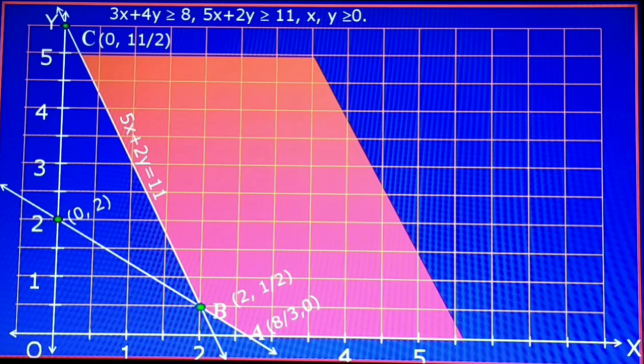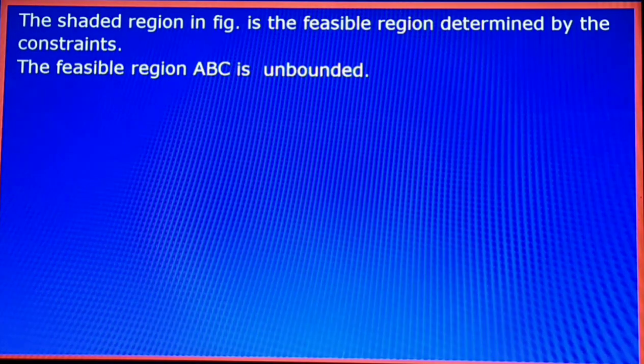Therefore, shade the region that is common. Feasible region is what we can see in the figure. The shaded region in the figure is the feasible region determined by the constraints. The feasible region is unbounded.